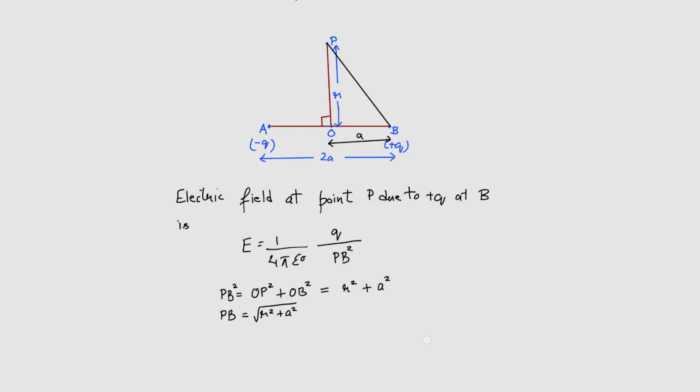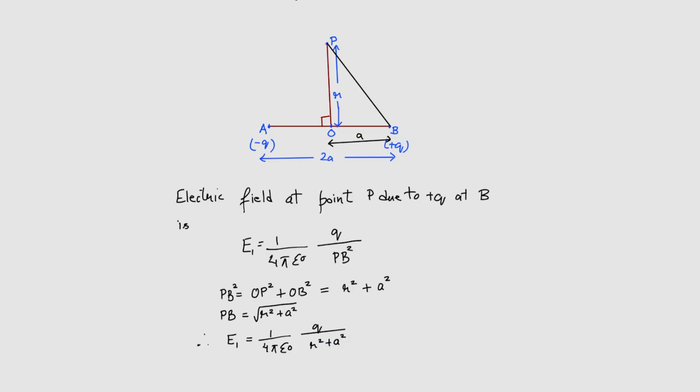Keep in mind, I am just finding PB square for now, so we substitute it. Therefore the electric field E1 is equal to 1 by 4 pi epsilon naught, Q divided by r square plus a square.